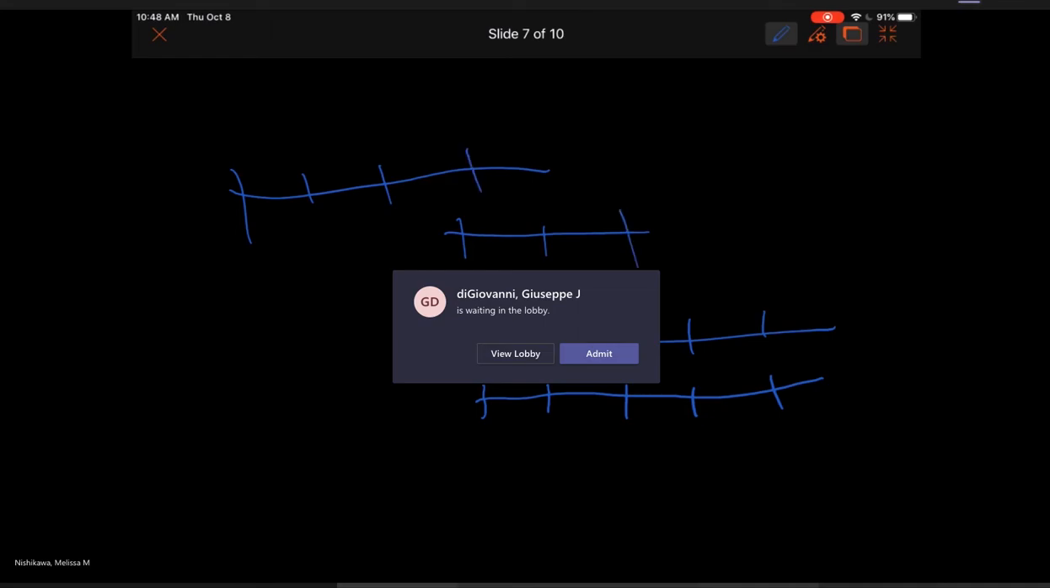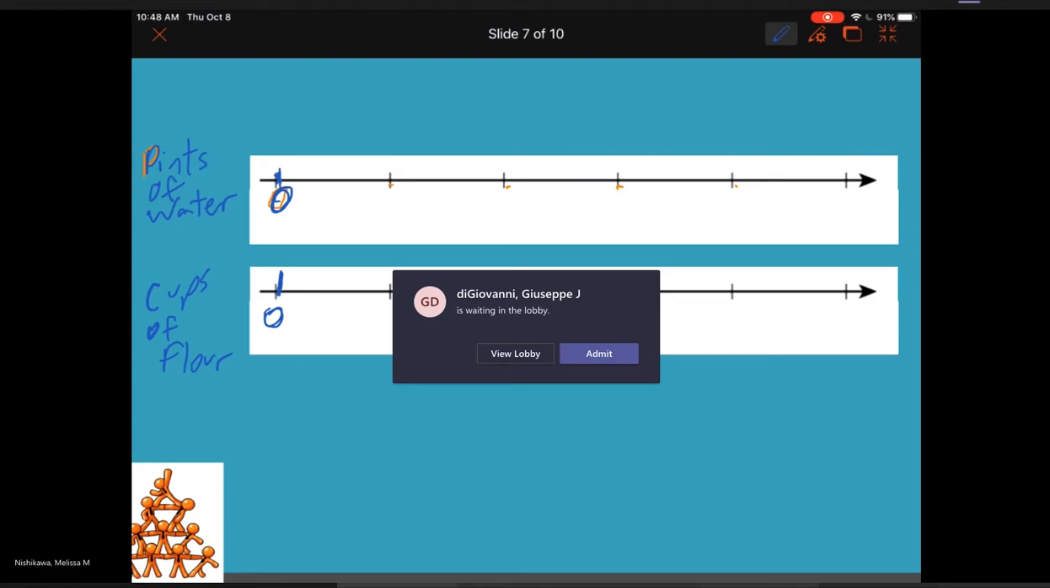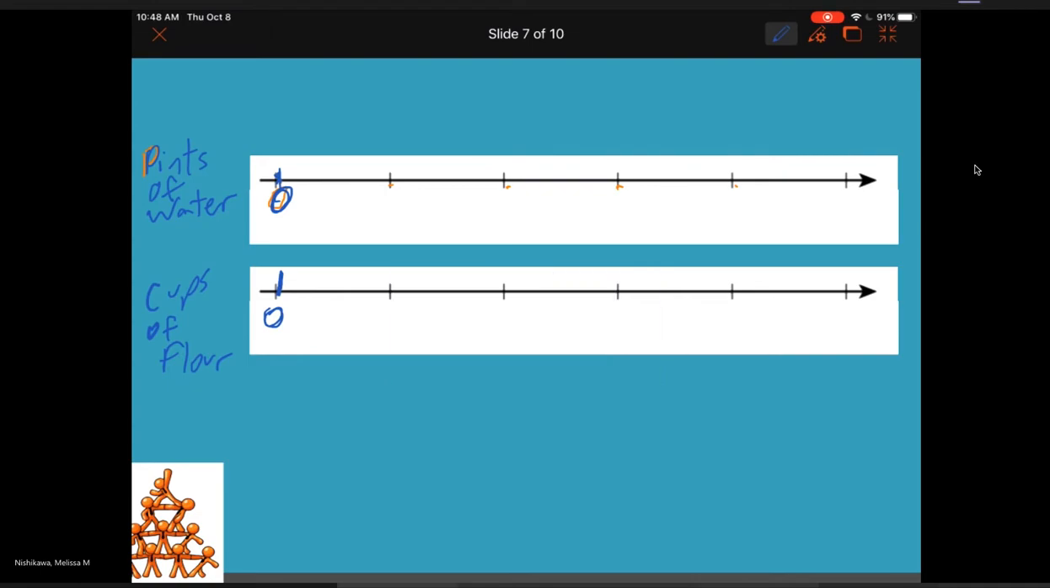What is something else you think might be important when you are creating double number lines? Zoe? They have to be labeled because you need to know which is which. So labeling them is always important.